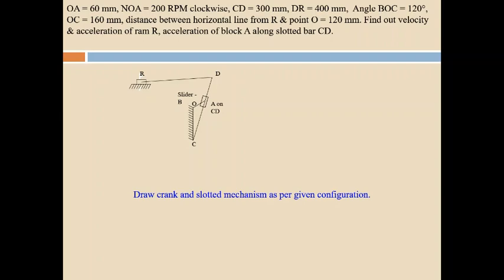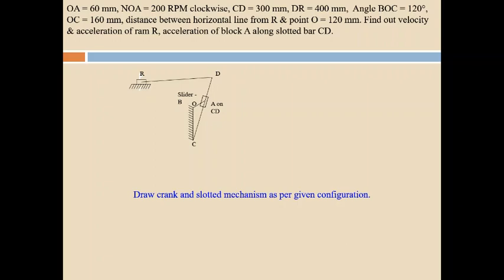Hello students, in the previous class we discussed the acceleration diagram. We solved two problems from the acceleration diagram. Now we are going to solve another problem from the acceleration diagram. Here they have given an inversion of the slider crank chain mechanism, that is, the crank and slotted quick return mechanism.